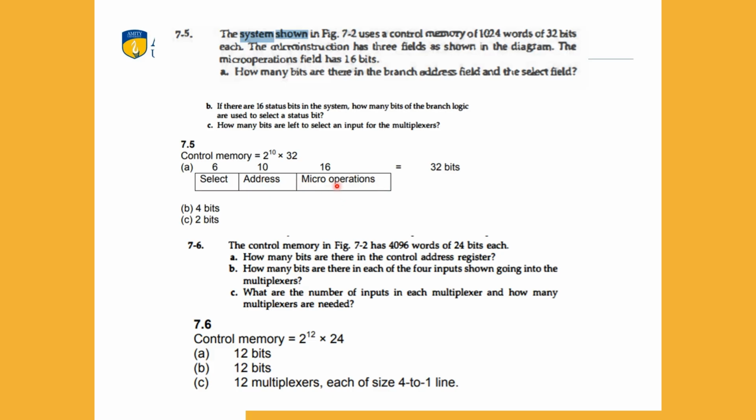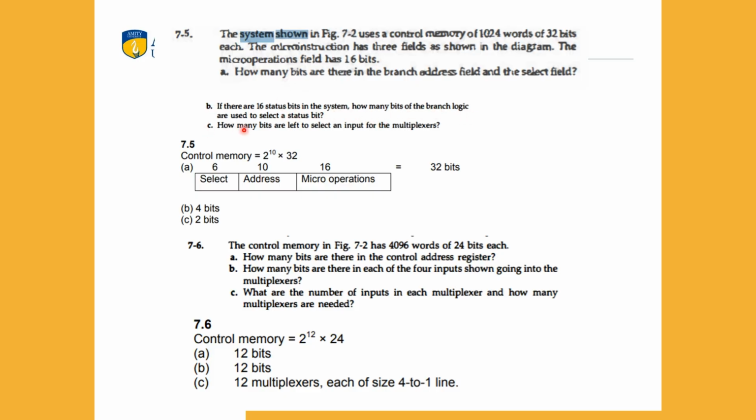Since we have the micro operation part set to 16 already, from 1024 we can find out the address bits, as we saw in the previous questions. 1024 can be denoted by 2 power 10, which means 10 address bits are there. Hence we have 10 address bits and 16 micro operation bits. We already have 2 parts and the third part is missing, so we'll add these two and subtract from 32, which will give us 6 bits remaining for the select line.